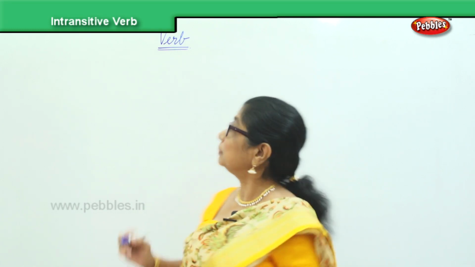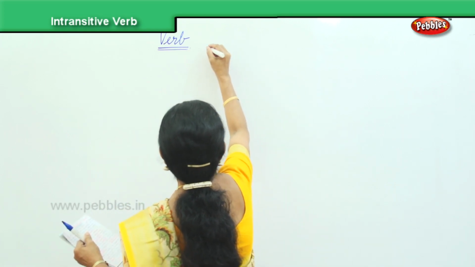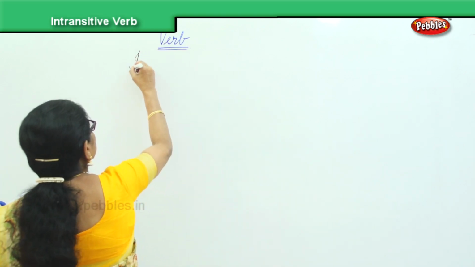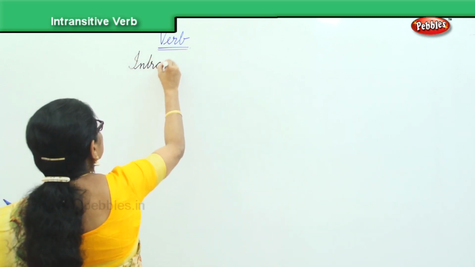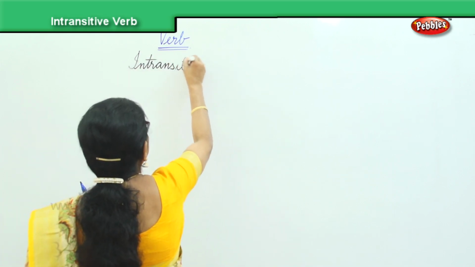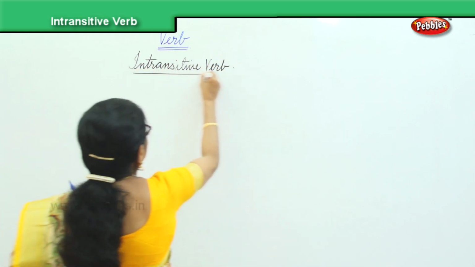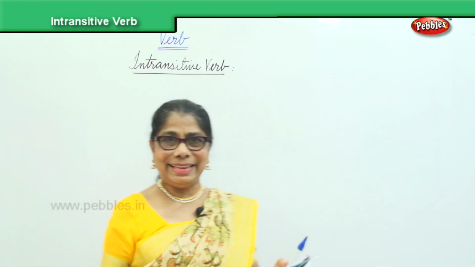We are talking about verbs and we have done transitive verbs, which take an object. Now we are going to do the second kind of verb, that is the intransitive verb. And that's what we are going to do now. Okay? What is an intransitive verb?